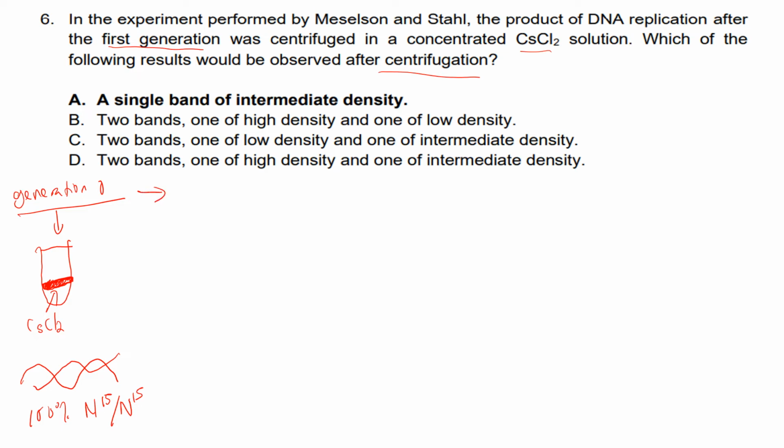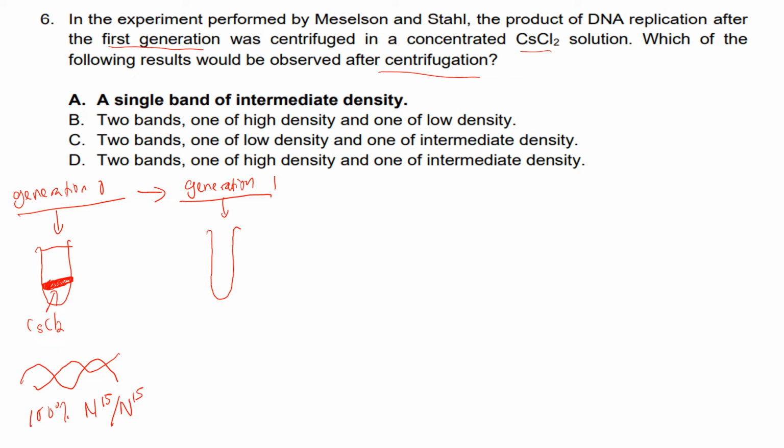Okay, so this is generation 0. They waited for 20 minutes, which allows the bacteria to replicate, and then they take the sample, put it in the centrifuge tube, and centrifuge the DNA sample. Centrifuge is when you put the DNA sample in the centrifuge machine and spin it at high speed. This will separate the DNA by its density.